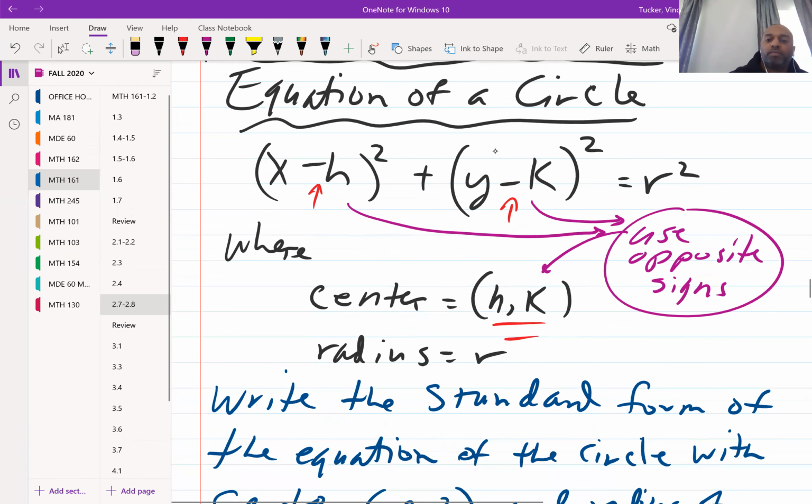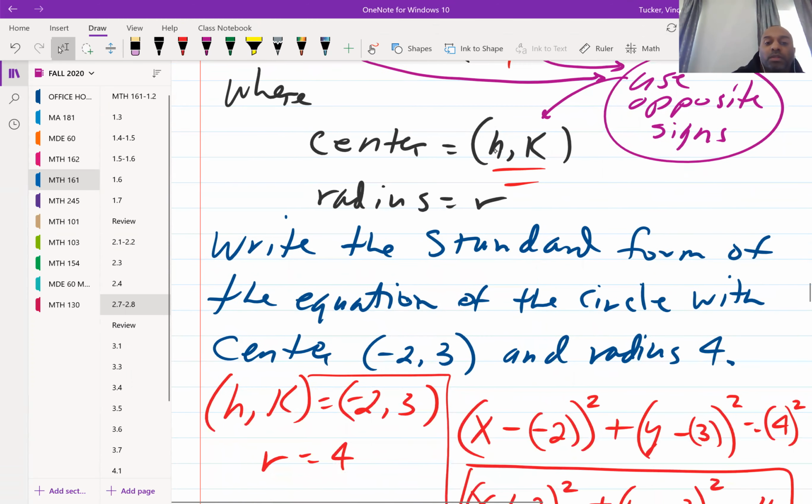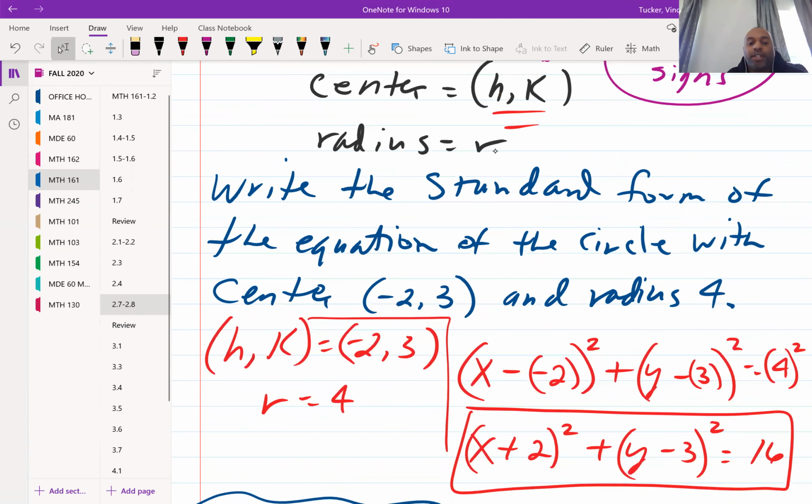All right. So write the standard form of the equation of the circle with center -2, 3 and radius 4. So they give us the coordinates of our center, and the radius, which is 4. And they ask us to write the equation in standard form. So we will just take h and k and plug it into that equation that we just introduced, and then plug in 4 for r. And so that's what we did here in all 3 of those spots.